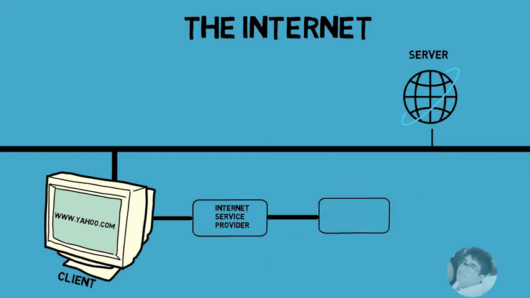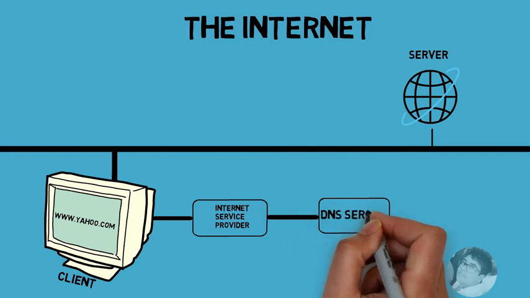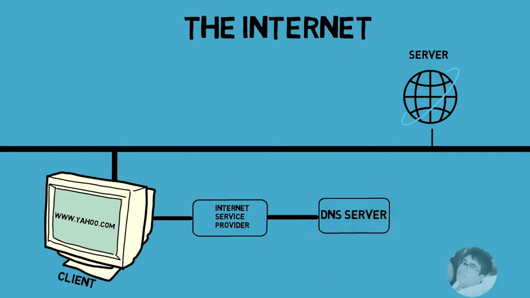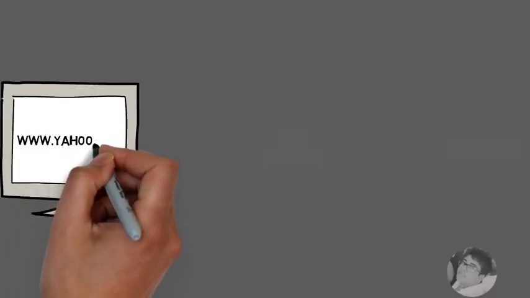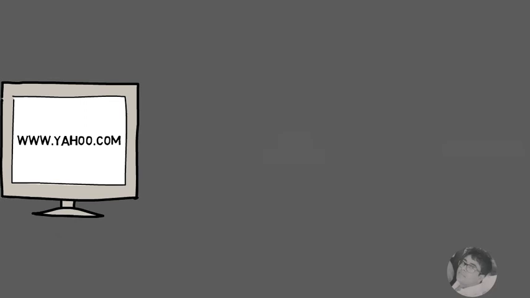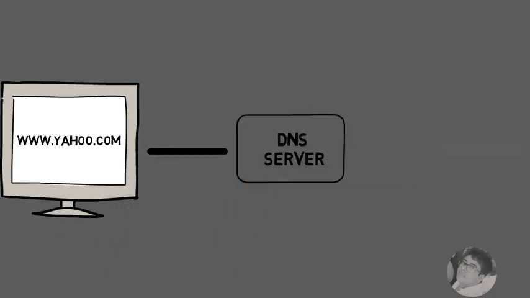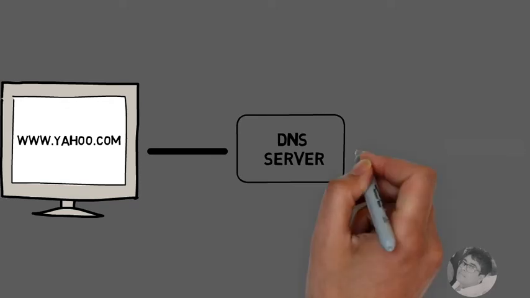The ISP will then relay that message to something called a DNS server, a Domain Name System server, and a DNS server is just like a phone book. And what happens when you make that request through your browser is the DNS server will look up in its database what is the exact IP address of that website that you are trying to access.